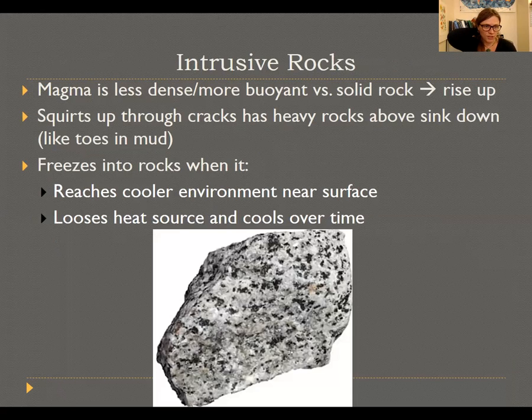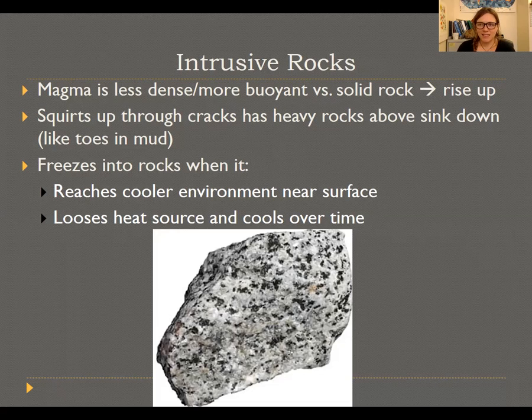Okay, so these intrusive rocks, like granite, like gabbro, form when magma that is less dense than the rock around it starts to buoyantly rise through different cracks in the environment. And so you can kind of think about this as if you step in mud or wet sand, the less dense, more liquid-like material, the mud, will start to move up through your toes. So that's kind of what happens where the solid rock in the environment of the magma will start to sink while the more buoyant liquid will start to rise.